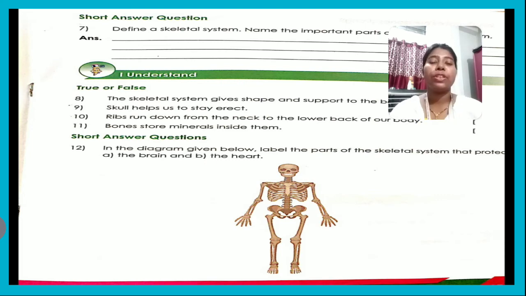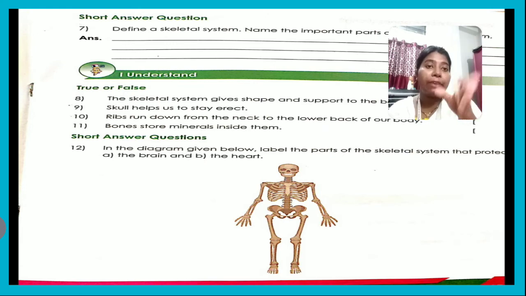Now see question number 12. In the diagram given below, label the parts of the skeletal system that protect the brain and the heart. Two parts are given. First is brain and the heart. So you have to tell which part of the skeletal system protects these two parts. First is brain. So which part of the skeletal system protects your brain? It is the skull. Yes. And which part of the skeletal system protects your heart? Where is your heart? Your heart is on the left side of your chest. So what protects your chest? That is your rib cage. Yes or no? Yes. So the answer will be rib cage.